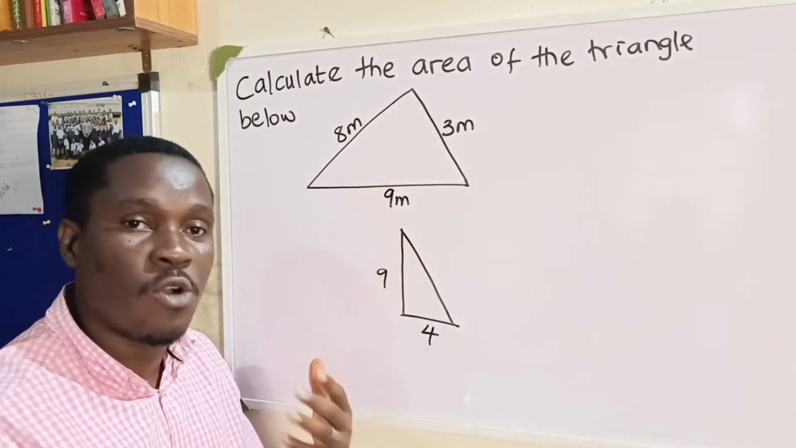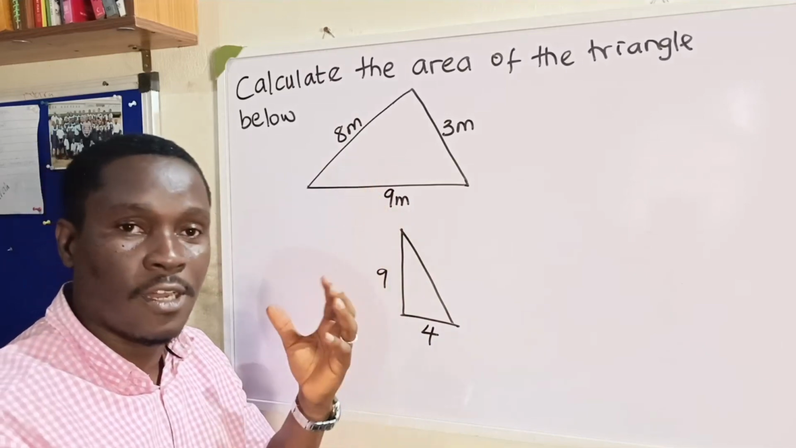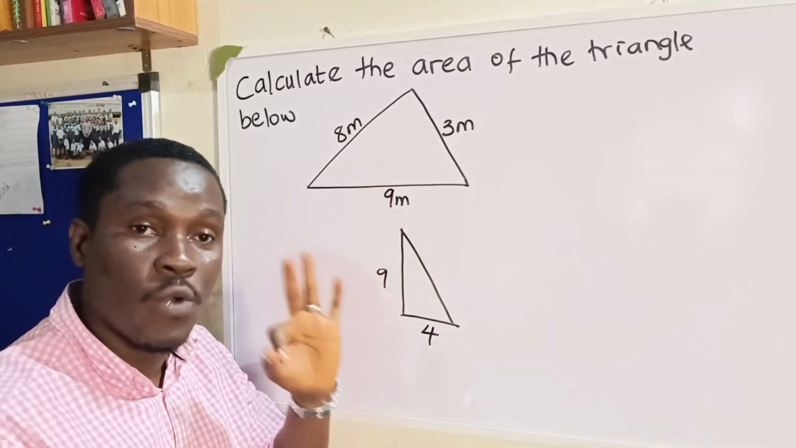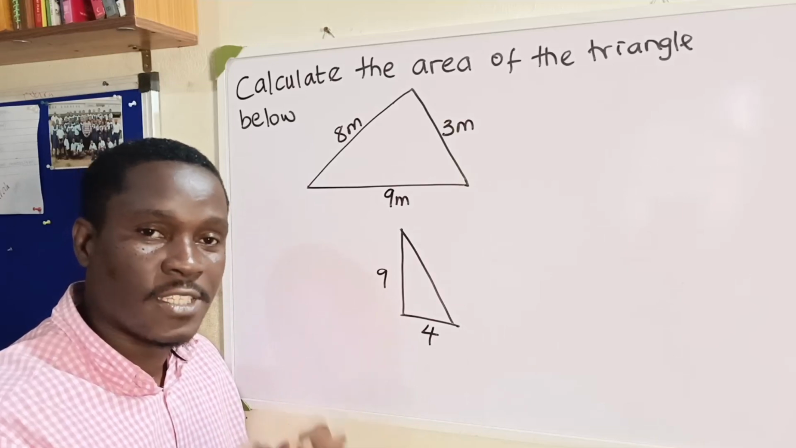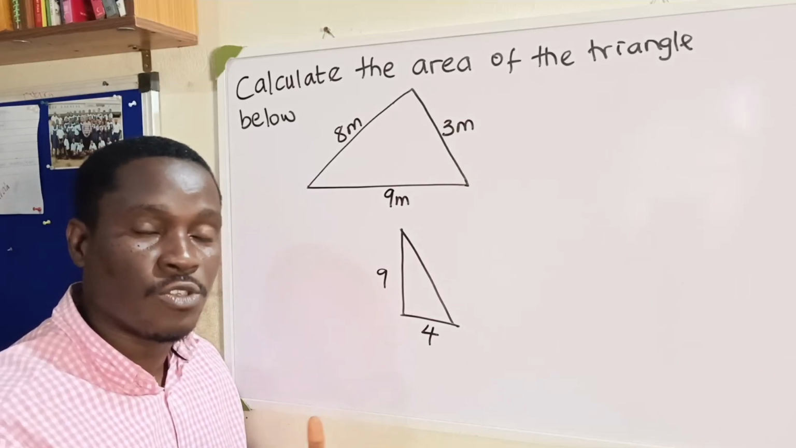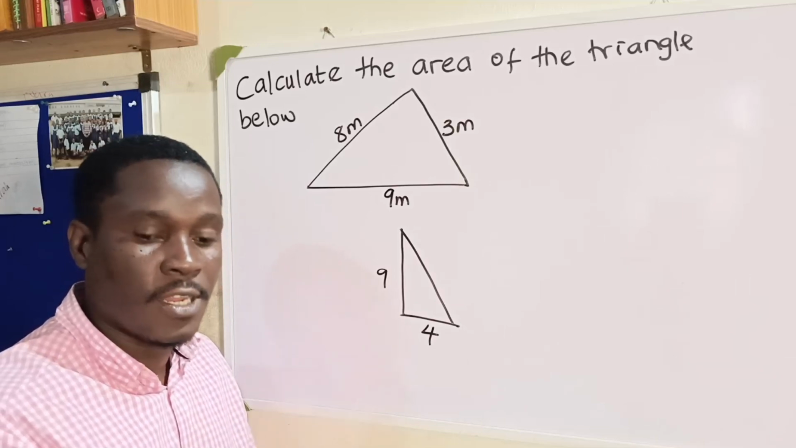So it is a little bit more complex to calculate the area of a triangle when the three sides are given. But in today's lesson, we're going to look at a simple formula that we can use to get this done. Let's look at it.